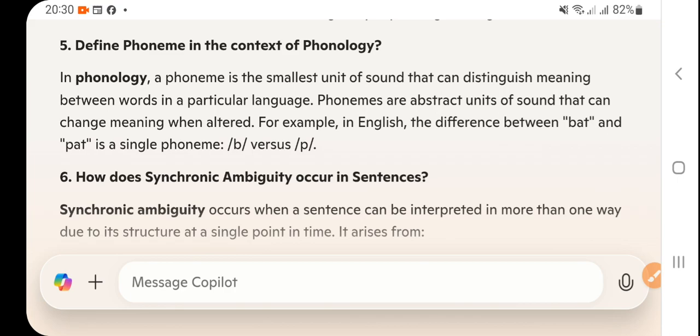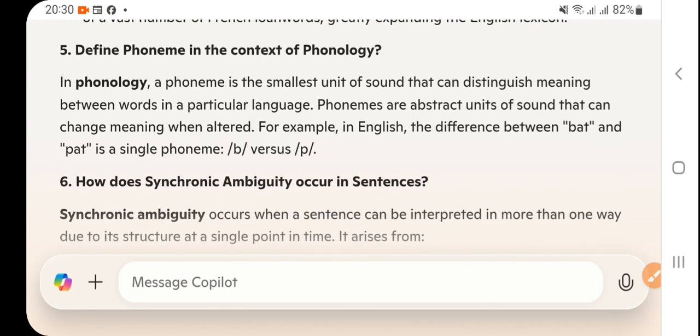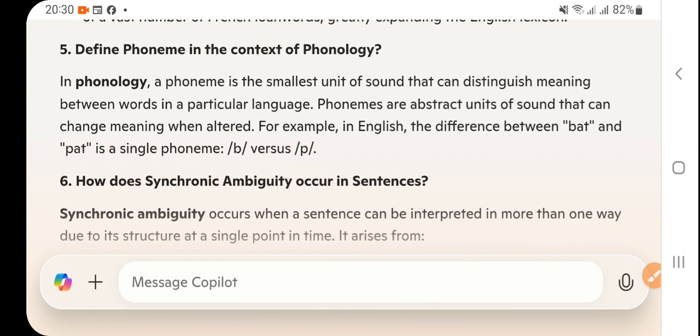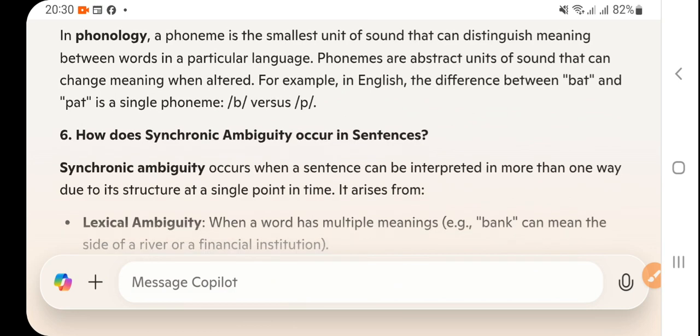So the phoneme is the last, basic unit of phonology. At last we reach the phoneme. That is how words change, and how meaning changes because of a single phoneme. That is called phonology, and the small units are called phonemes.